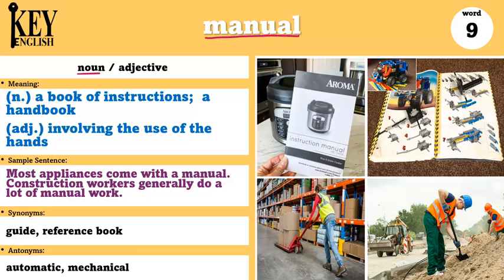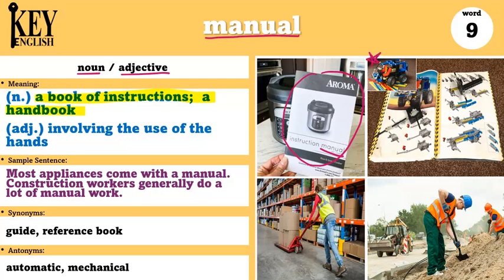Our next word is manual. Manual can be used as a noun or an adjective, and a manual is a book of instructions, a handbook. So whenever you buy something, like an electronic, it might come with a manual that looks like this one here. It's a small book that gives you instructions about how you can use the thing that you purchased, or if you have any problems with it, what you can do. So we call these kinds of books manuals.